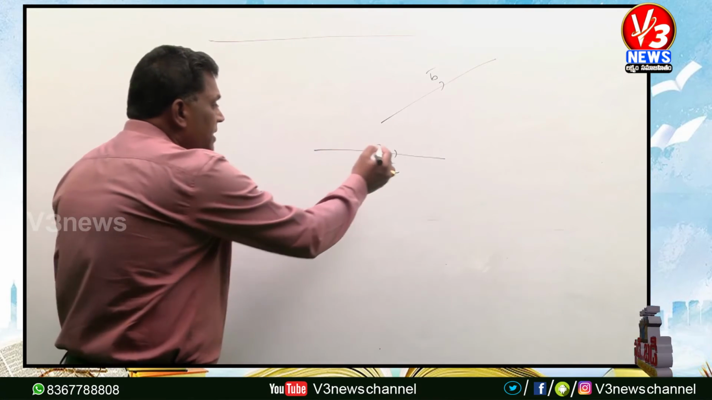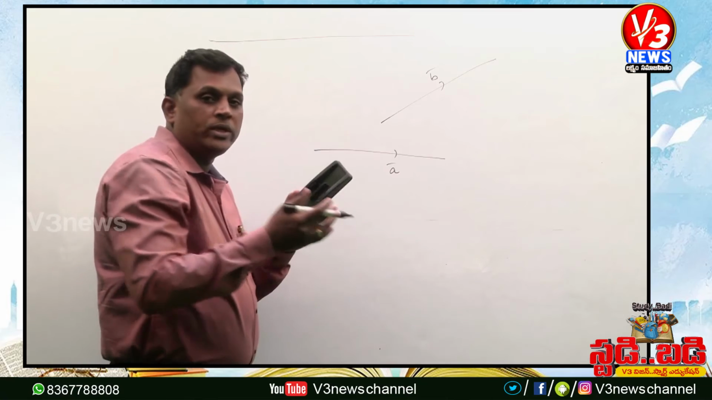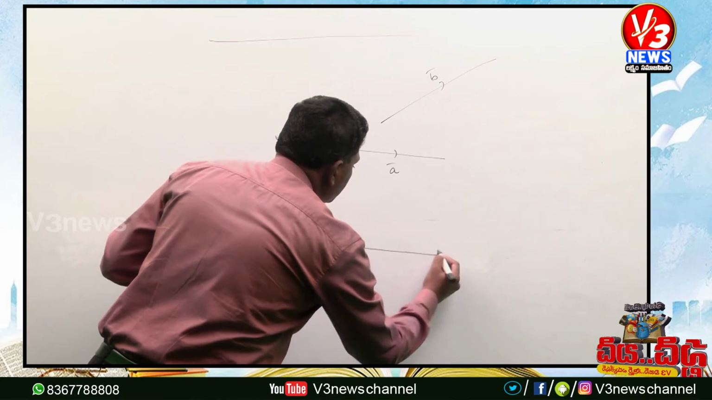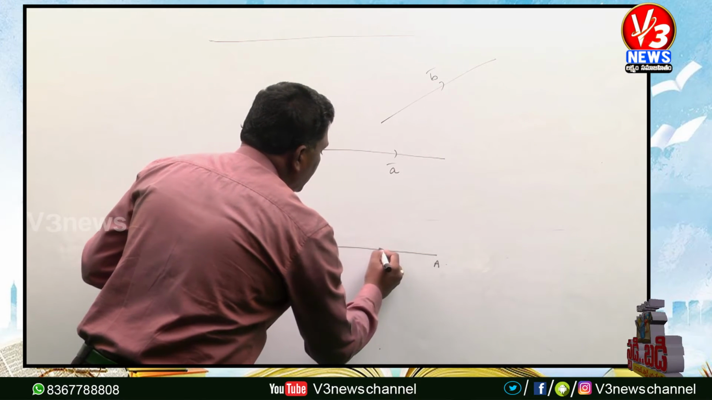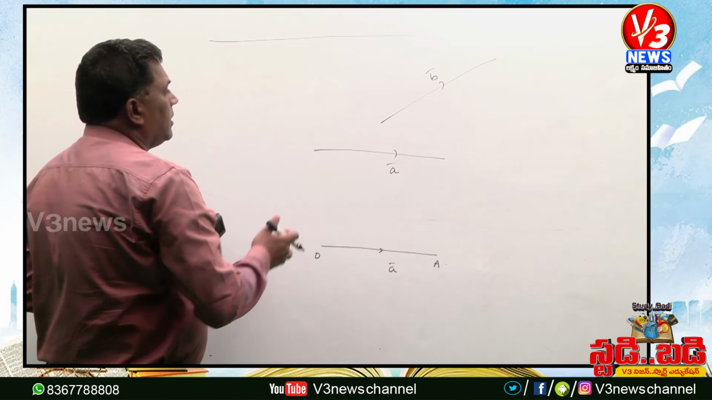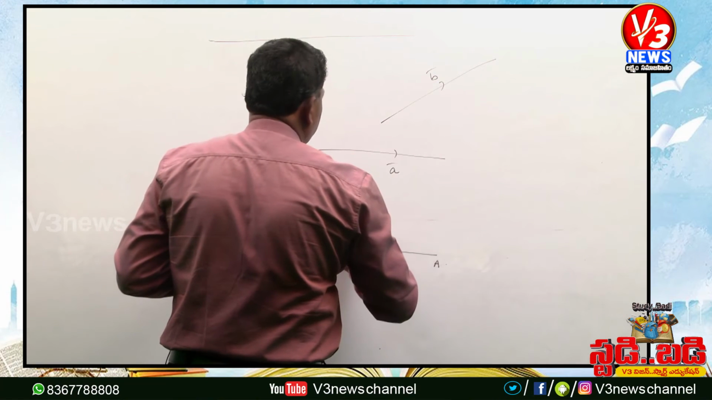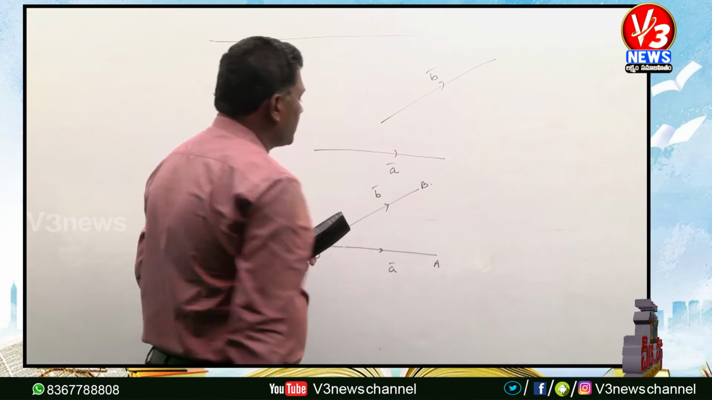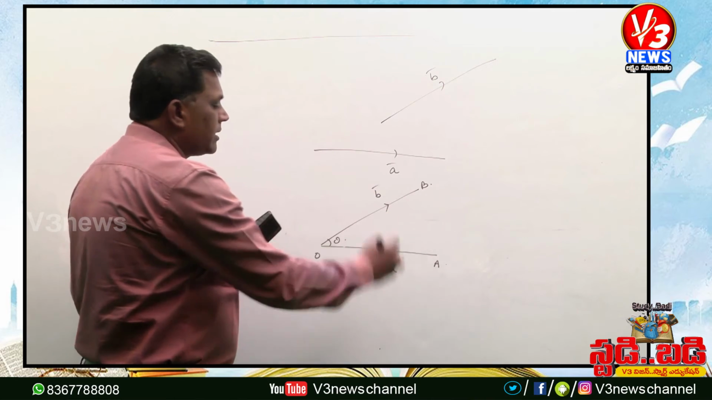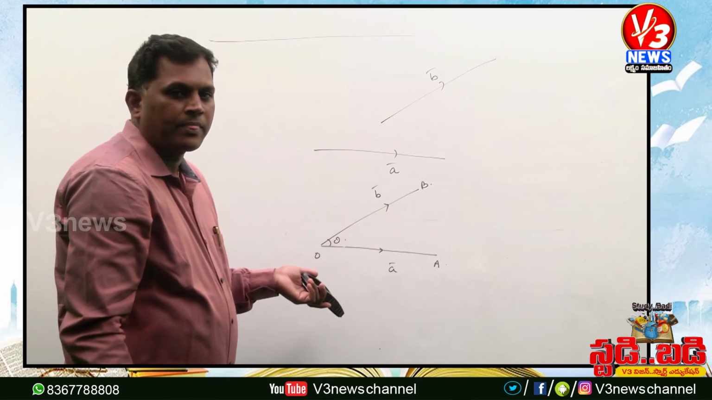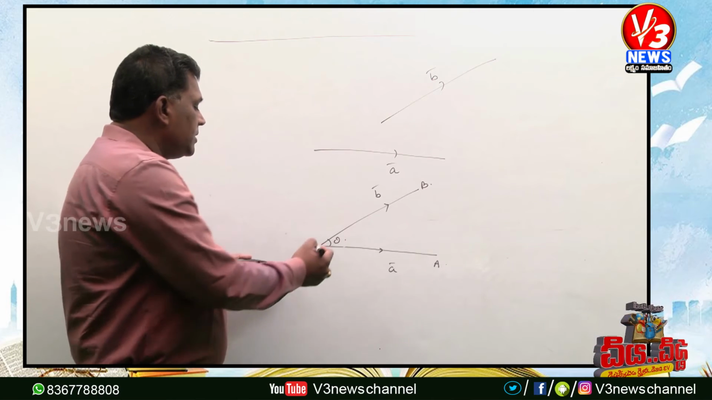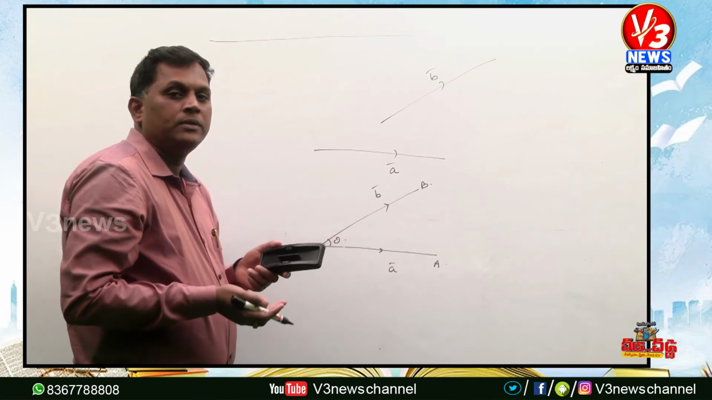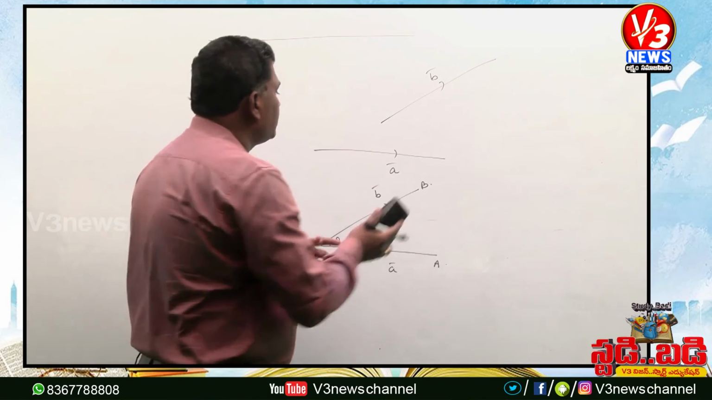Now express these two vectors as co-initial vectors, initial point should be same. So what I am doing now, I am taking OA as A bar, and in this direction I am taking OB bar. This OB bar is vector B bar. So here let us take the angle between these two as some theta. Now we have to find out the angular bisector of these two vectors. What will be the direction of this one?